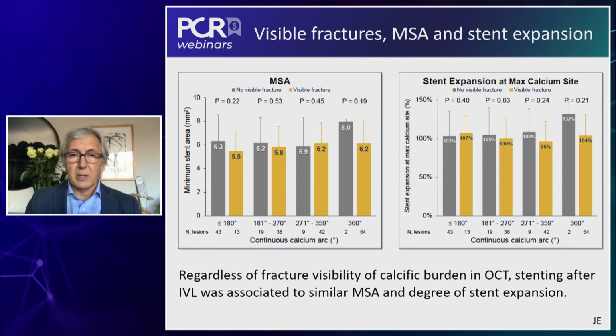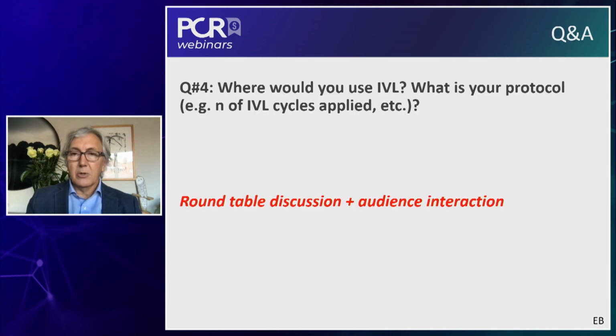But what is very important, and I think that is a very important message, is that irrespective of the number of fractures that you can see with IVL, and irrespective of all these different subgroups of involvement of the arterial wall with calcium, you observe similar minimal stent area and similar degree of stent expansion after IVL when you implant the stent. So that speaks, Emanuele, about the fact that probably you have an in-depth modification of calcium that is probably caused by IVL, and that goes beyond the degree of resolution of OCT.